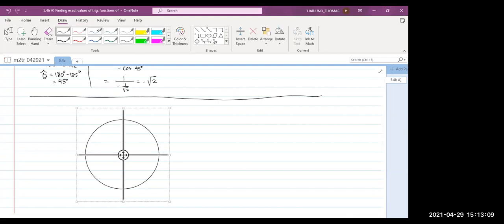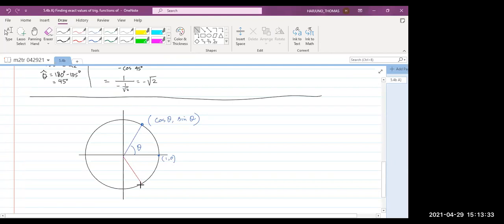And we observe the following. Suppose we have angle theta here. Of course, the coordinate here is cosine theta, sine theta, with the assumption it is a unit circle. Now, suppose I go negative angle instead. So the same angle, but opposite direction.